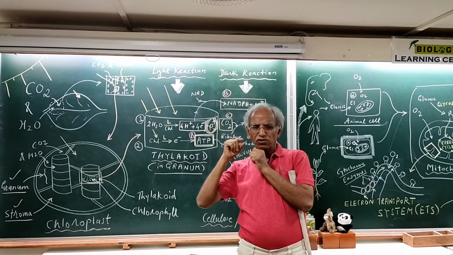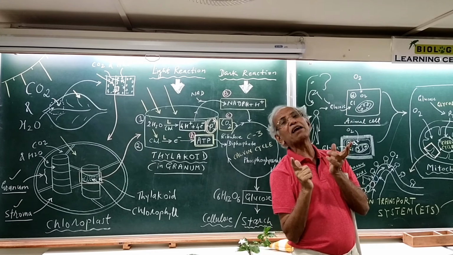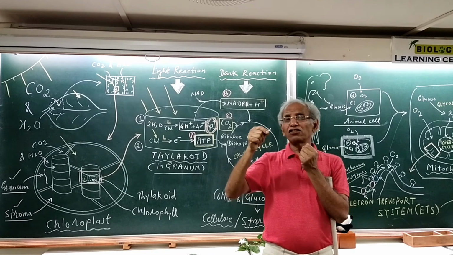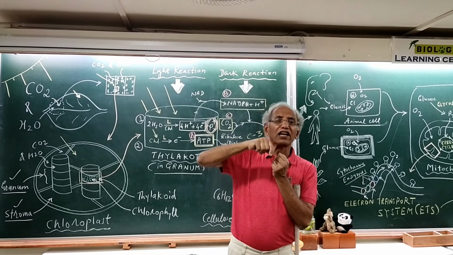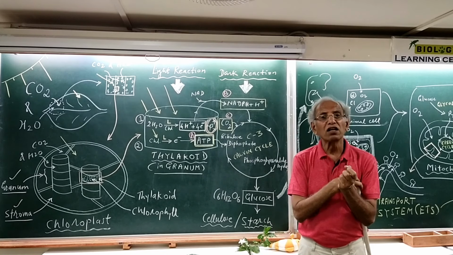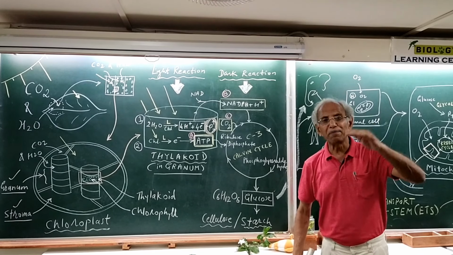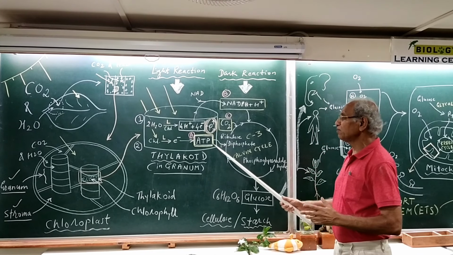Just like one ball strikes another ball and the second ball starts moving in the same way, a photon strikes an electron and the electron becomes a high energy electron, and the high energy electron allows the energy to be given to the ADP molecule, and the ADP molecule becomes ATP.